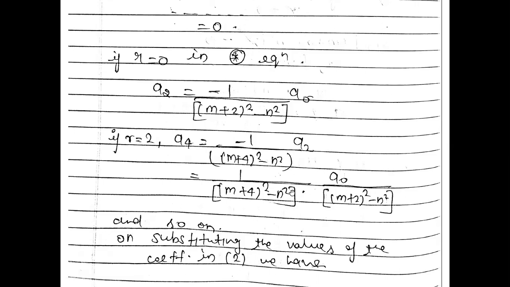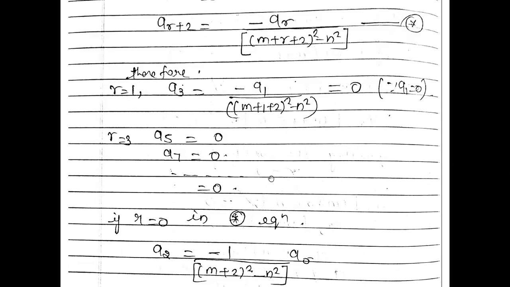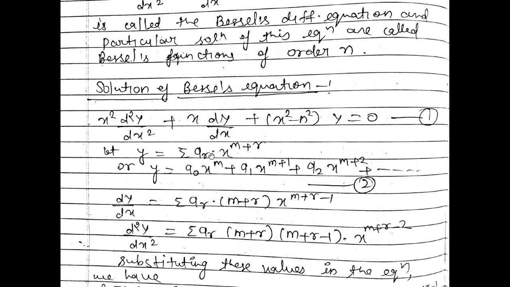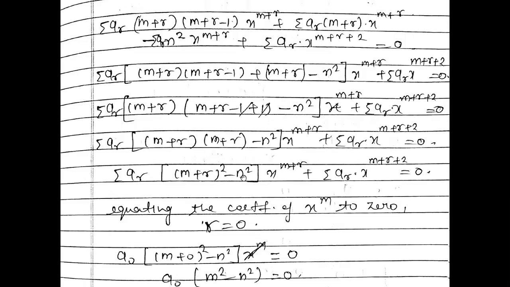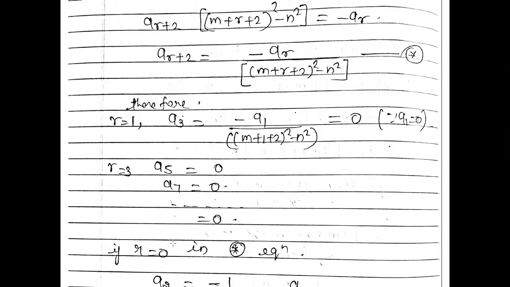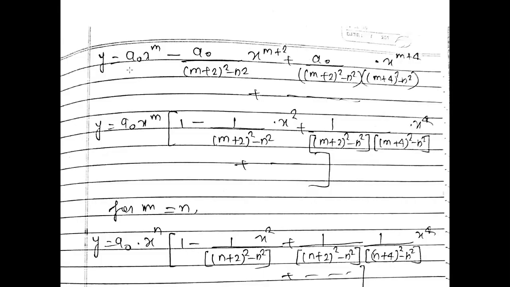So, substituting the values of the coefficients in equation 2. And what is our equation 2? Our equation 2 is y is equal to summation a_r x to the power m plus r. So just write the values in equation 2. After putting the values in equation 2, we have y is equal to a naught x to the power m minus a naught upon this one plus, and so on. A naught x to the power m you can take common outside, and these terms will be remaining.